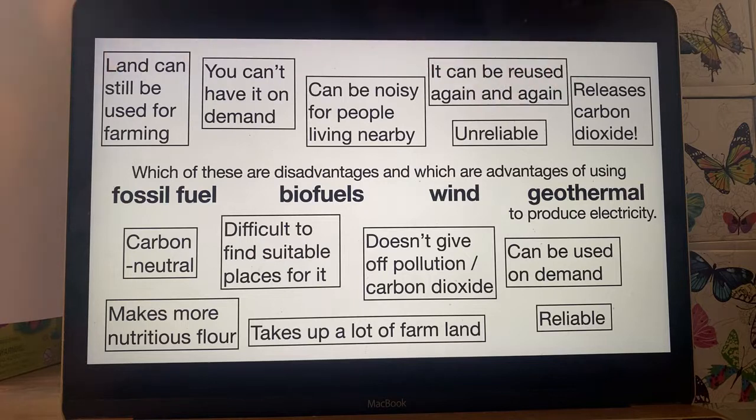Which of these, if they say in an exam, give two advantages of fossil fuels, what could you write down? You get me. I'm going to be quiet. I'll give you 2 minutes for this.